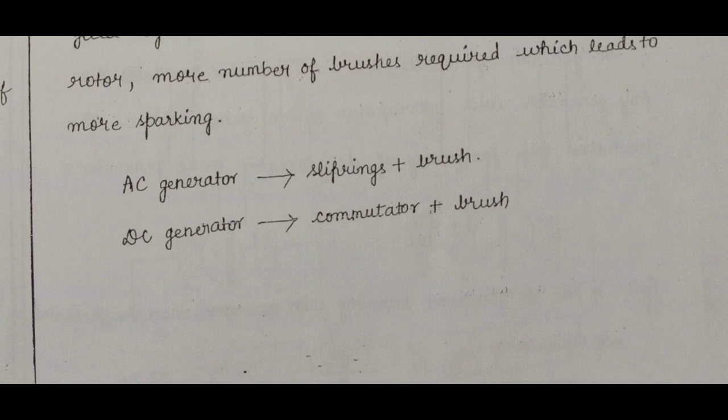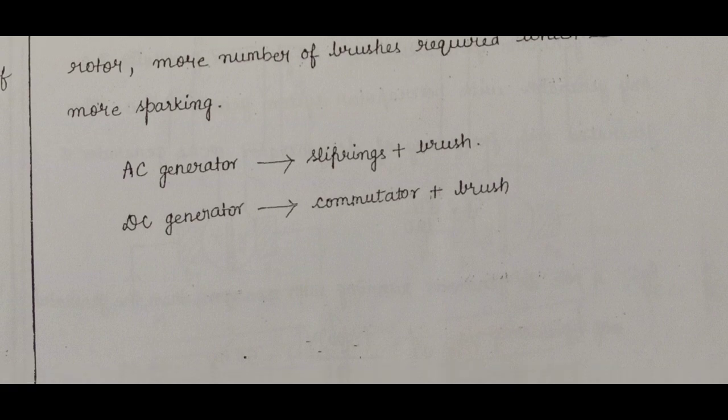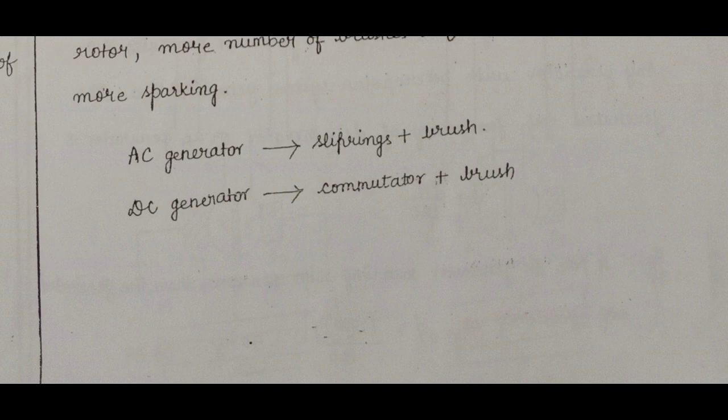So in place of slip rings, if you use a commutator, then that is a DC machine. In a DC generator, in place of the commutator, if you use slip rings, that is an AC generator. So the AC generator can work as a DC generator and the DC generator can work as an AC generator. But in a DC generator we need a commutator. In an AC generator we need slip rings.